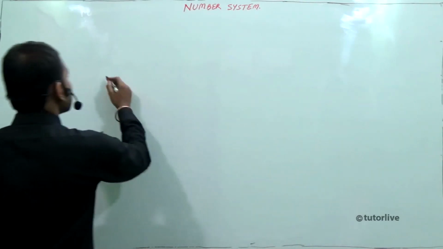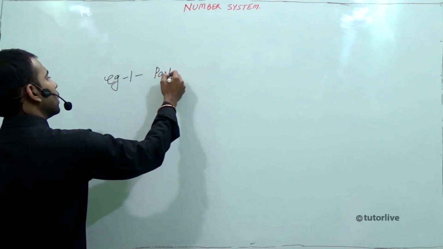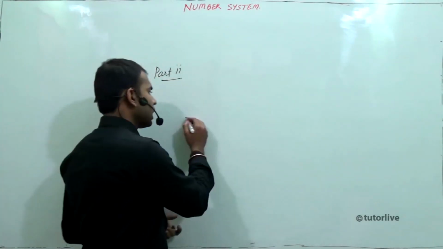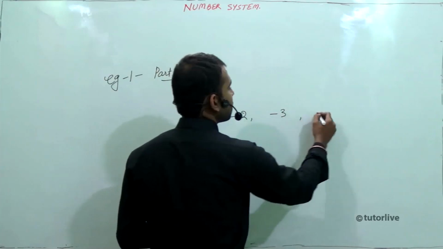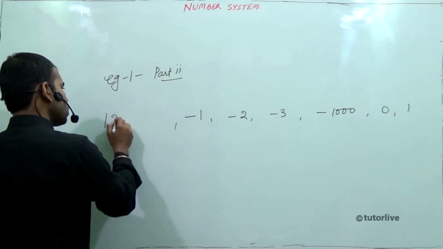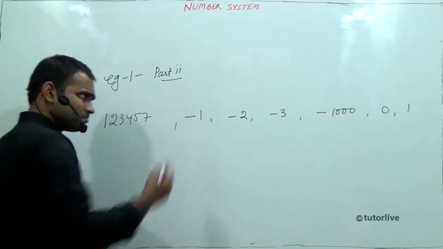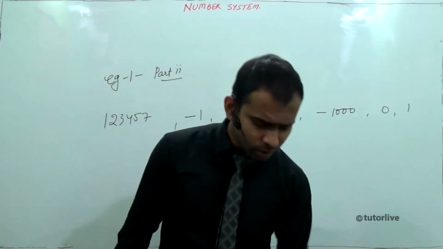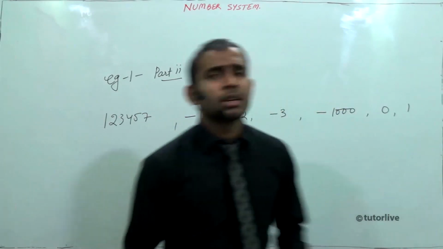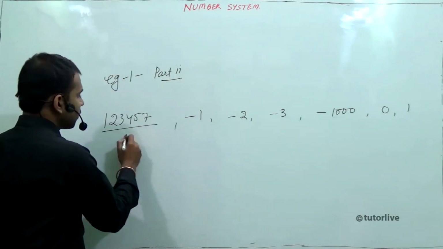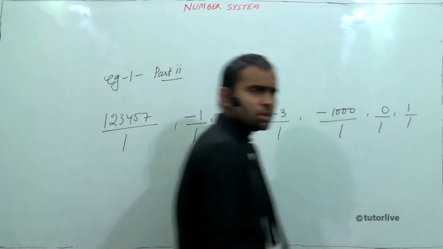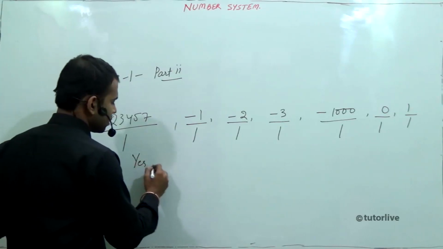Then there is example number 1, part 2. The question states every integer is a rational number. Every integer, may it be -1, -2, -3, -1000, may it be 0, may it be 1, 2, 3, 4, 5, 7. Any number. Is it a rational number? Can we express it in the form of a rational number? Can we? Yes, of course it is a rational number, because any number divided by 1 will be the same number, right? Yes or no? Of course it will be the same number. Hence, yes, they are.